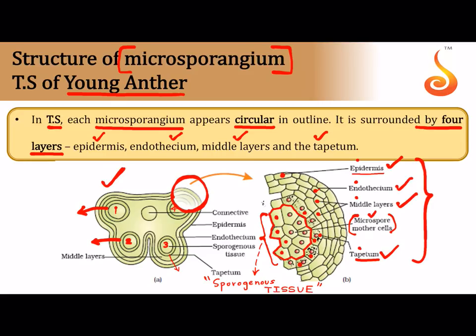In this slide, you took a section of the anther, you saw the microsporangium. The microsporangium has a central mass of homogeneous cells which are alike, and this tissue is called the sporogenous tissue. And in the microsporangium, the sporogenous tissue is surrounded by how many layers? It is surrounded by 4 layers. What are the 4 layers? Outer epidermis, inner endothecium, middle layers, and the innermost layer, that is referred to as the tapetum.